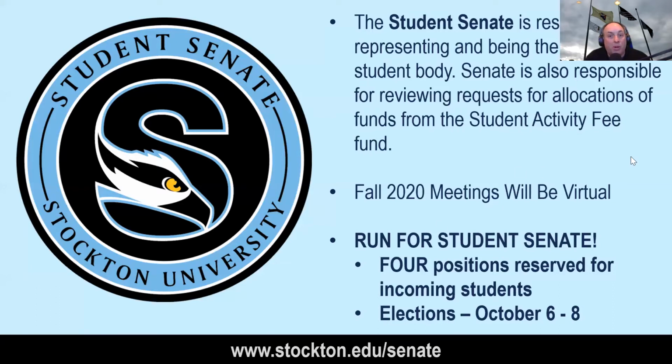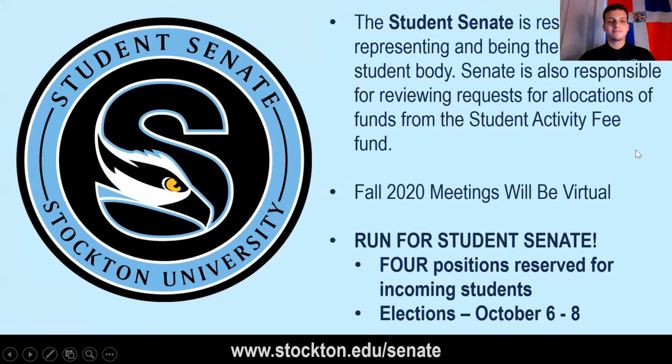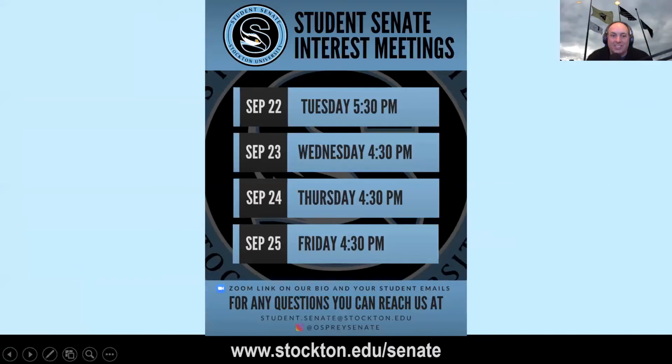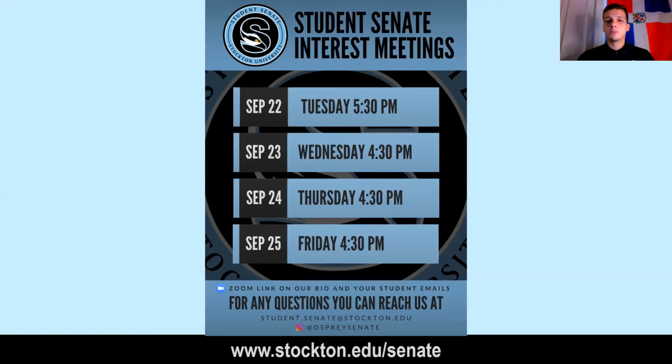So if you want to be involved, please, Sam, what's the best way? Email you to find out? You can email us. You can follow our Instagram and DM us through there, or email student.senate@stockton.edu. And as always, just watch on the Osprey Hub for their events. Well, I'm going to go to the next slide, which talks about a few of them. There you go. So we have interest meetings this week on Tuesday, Wednesday, Thursday, and Friday. They will be through Zoom, and you should get the link on your student emails. They're also on our Instagram bio. They should be on Osprey Hub. So yeah, if you have any questions, you can reach out.